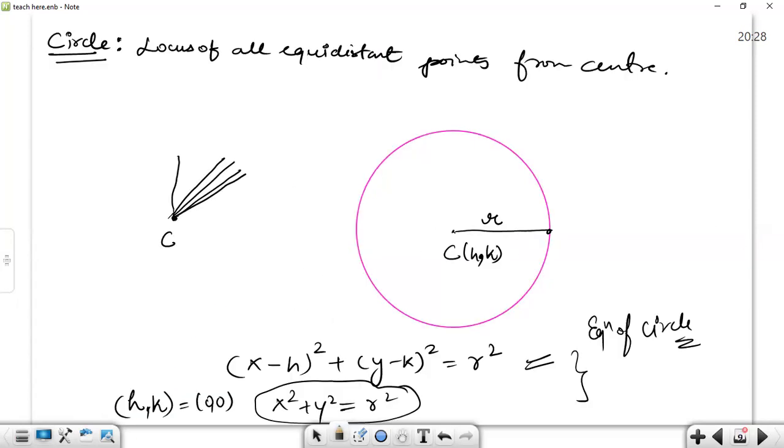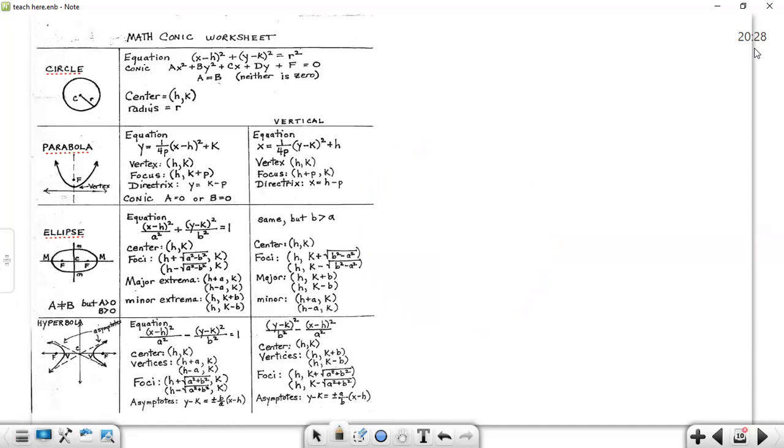Now moving ahead. Here you can see the center is at h and k, radius r, and this is the basic general equation of a conic which represents a circle. You will discuss this further in the conic section chapter. So this is about circle. Done. Let's discuss parabola.